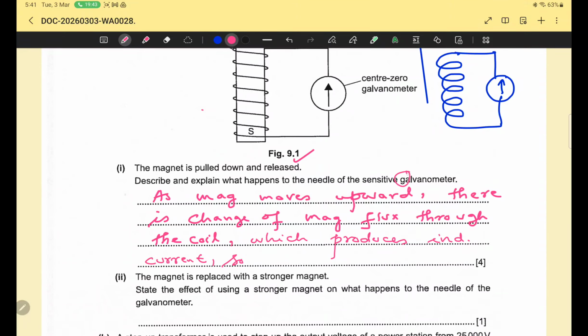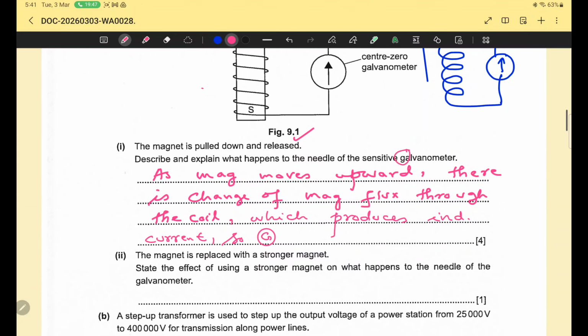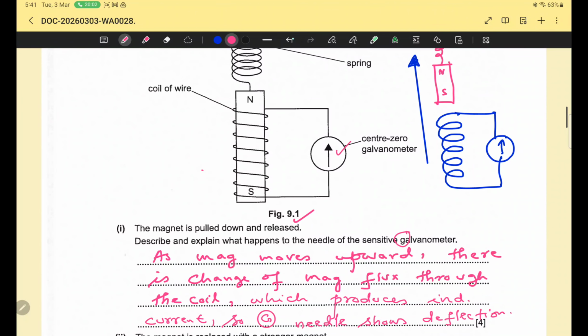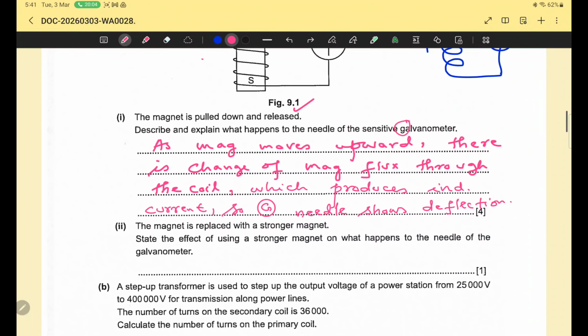So galvanometer needle shows deflection. The pointer, this pointer is called needle. This pointer will show deflection when current is produced. Then the pointer or the needle of the galvanometer shows deflection.